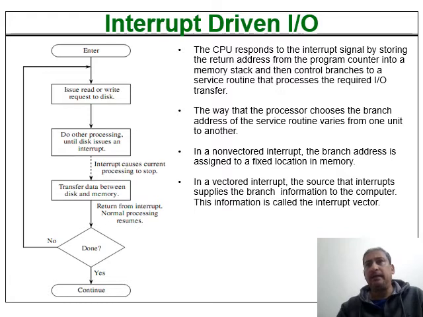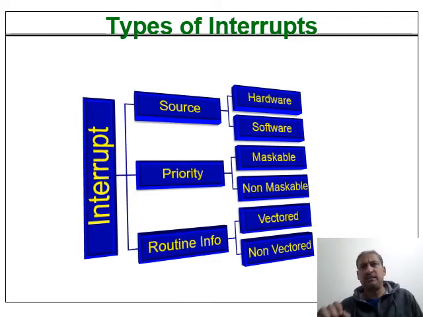Now, interrupts. Let's spend a little time on interrupts. What is an interrupt? As I said earlier, an interrupt is any signal that tells the CPU, yes, I want your attention. Now the interrupts can once again be categorized in three ways: depending upon their source, depending upon their priority, and depending upon their routine.